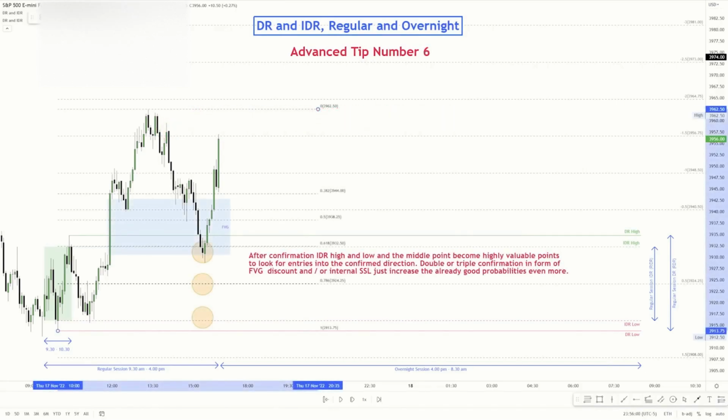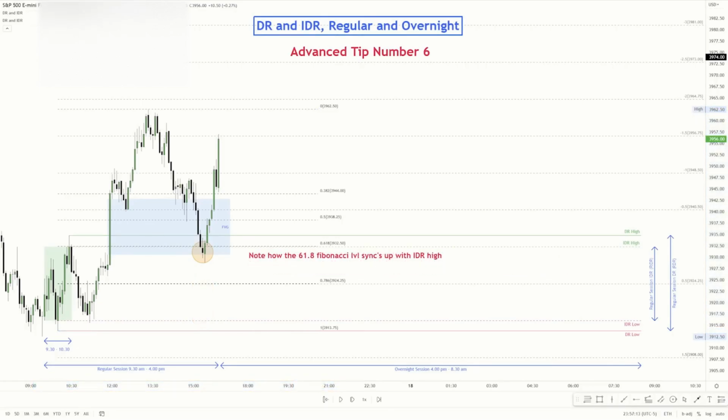Advanced tip number 6. After confirmation of the rule in one direction, the IDR high, the IDR low, and the midpoint of the IDR become highly valuable points after retracements to look for entries into the confirmed direction again. If these levels are matching up with fair value gaps, discount and/or internal sell-side liquidity, the already high probability becomes even higher. Note how the 61.8 retracement from the previous up move is syncing up with the high IDR.